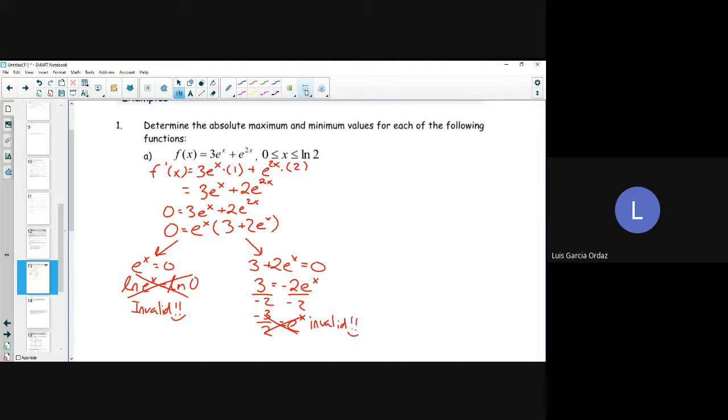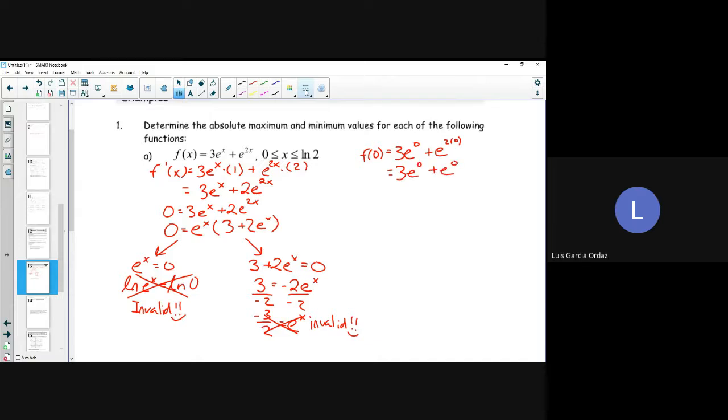So now my restriction is between 0 and ln 2. So I need to check what f at 0 gives me and what f at ln 2 gives me, and if I'm going to get a max and a min. So if I sub in f at 0, I get 3 times e to the 0 plus e to the 2 times 0, which means I get 3e to the 0 plus e to the 0.